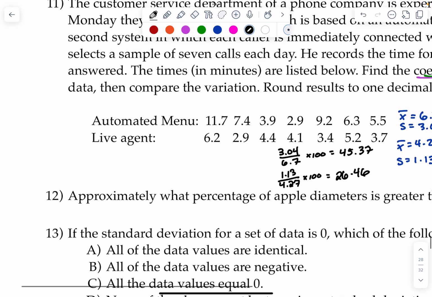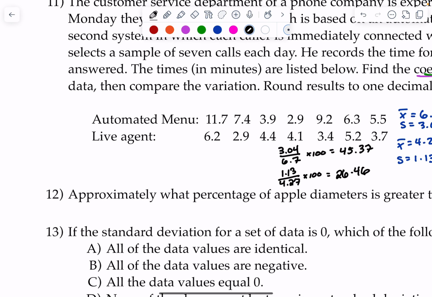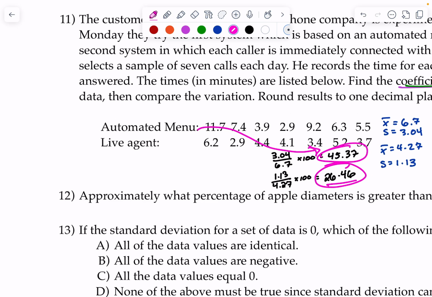Okay, now here's the interesting result though. People like consistency. Consistency means that your variation is low, right? It's not varying a lot, so you have more consistent data. A lot of people think, let's make everything automated because then it's more consistent. But guess what's happening? Your variation is actually higher with an automated agent. So people are going to be less upset with a live agent because they have more consistency, because 26.46 is a smaller variation.